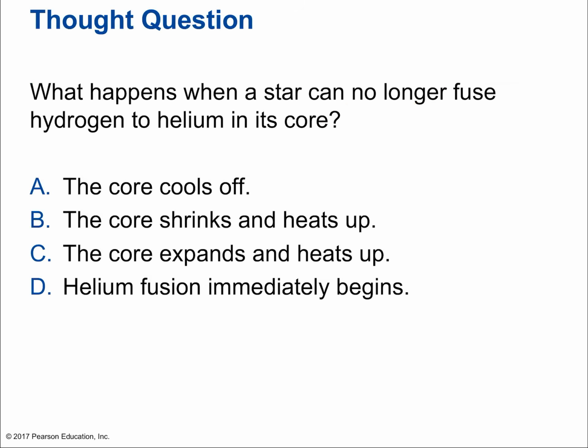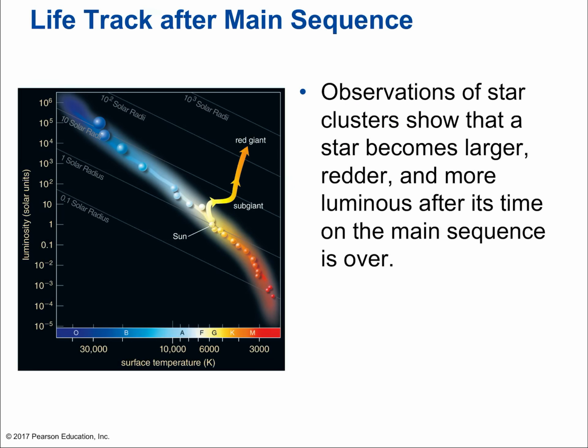So what happens when a star can no longer fuse hydrogen to helium in its core? What do you think happens, based on all the principles that we introduced in the last video? The core shrinks and heats up. Why? Because nothing is there to push back against gravity. It was only the fusion pressure that was holding gravity at bay.